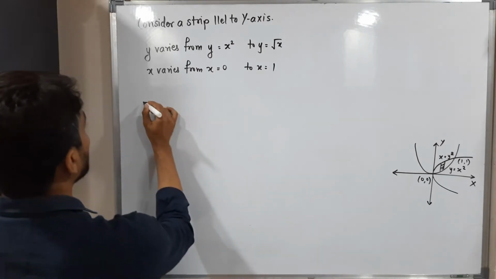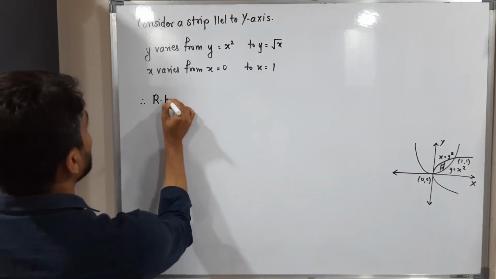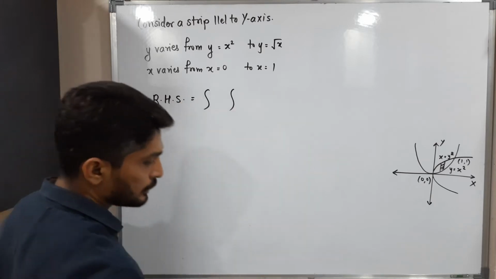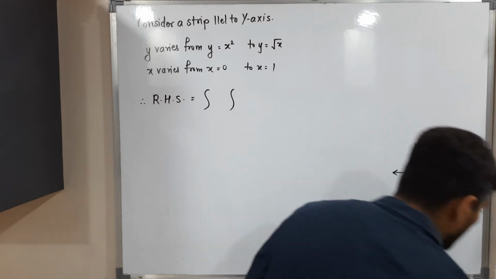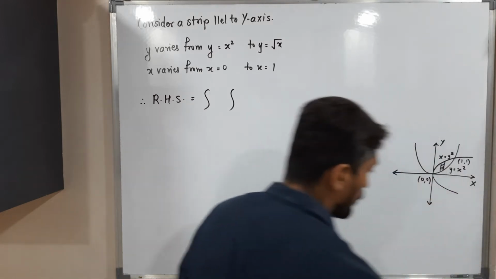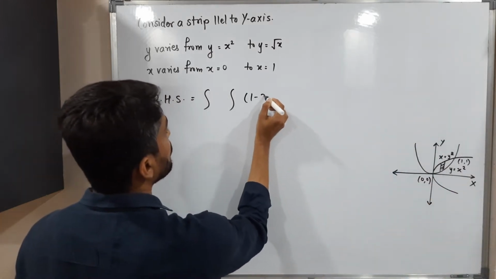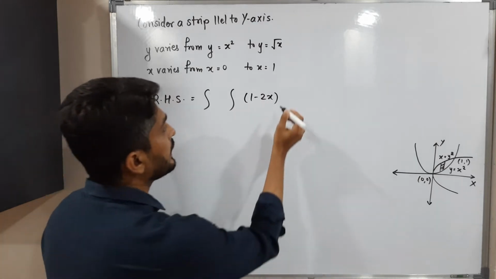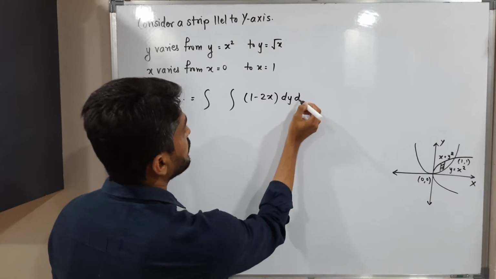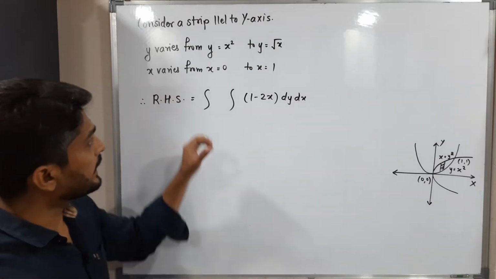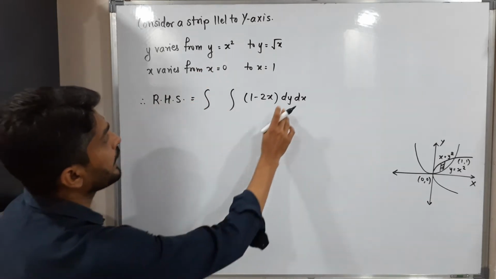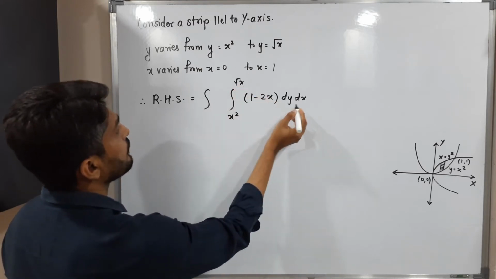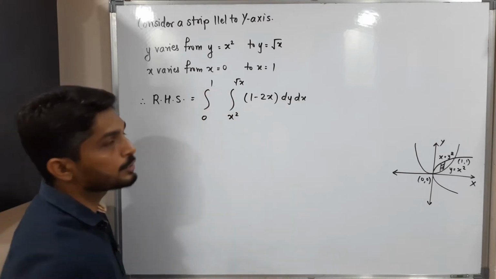So therefore we were solving the right hand side double integration. The function is 1 minus 2x. Our strip is parallel to y-axis, so I should write dy first, and after that I should write dx. As well as inner integration with respect to y, so its limits are x square to root x, and the limits of x, outer integration with respect to x, are 0 to 1.